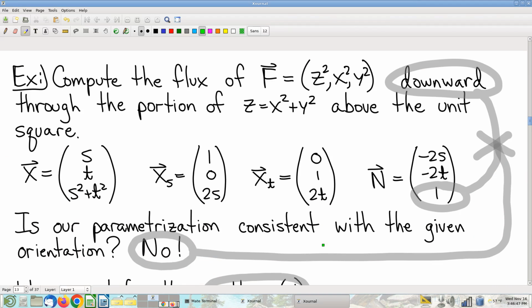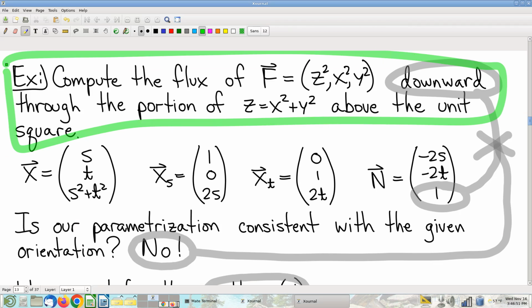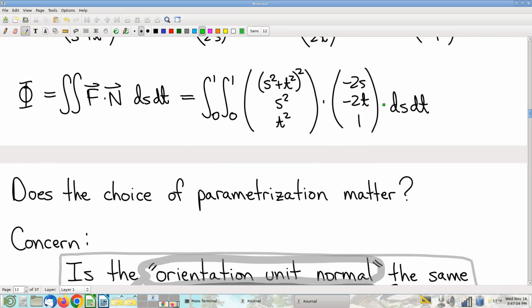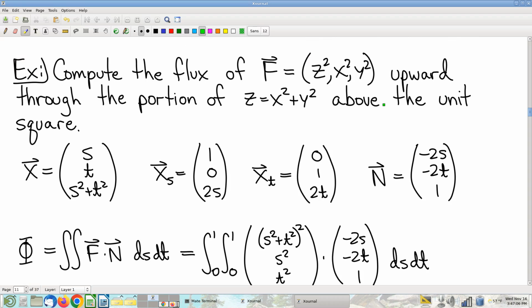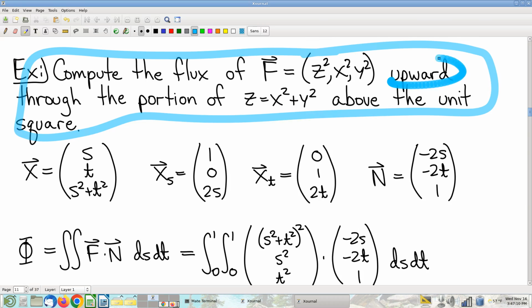Okay, now this question here, this example, is practically identical to the first example that we looked at. Same vector field, same surface. The only difference is that this one is oriented downward, whereas initially, in the first version of this example, notice it was oriented upward.